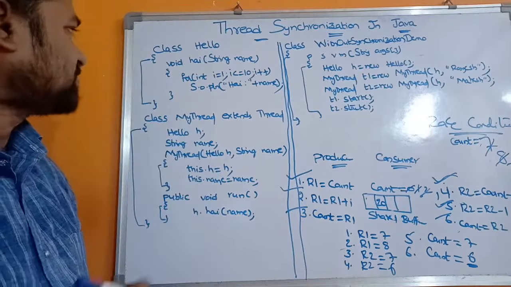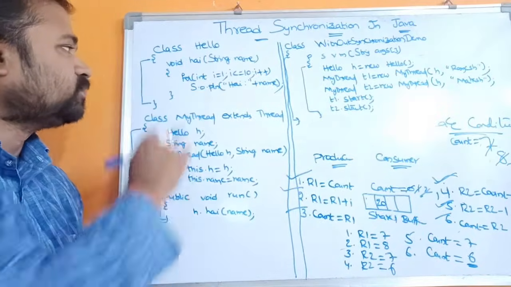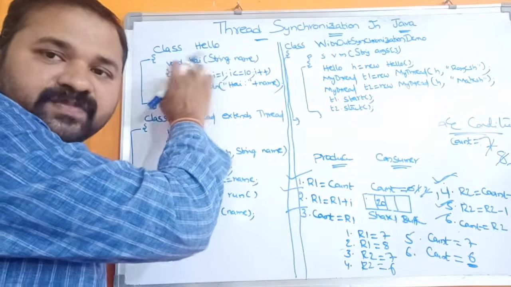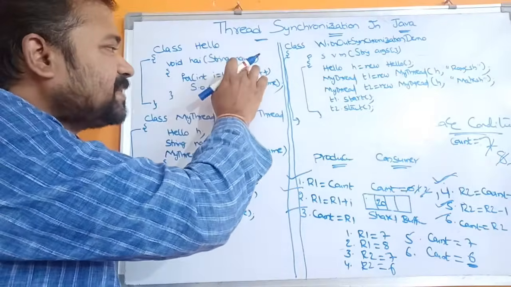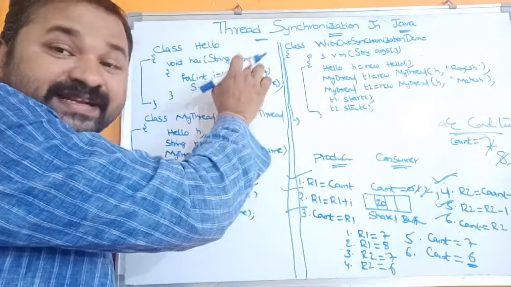So let's see the first class. The name of the class is Hello. It contains a method called hi. So void hi accepts a string as the argument, String name.